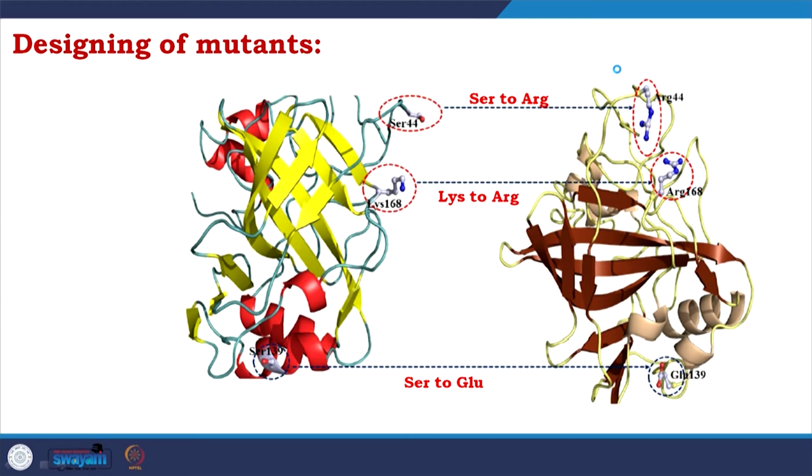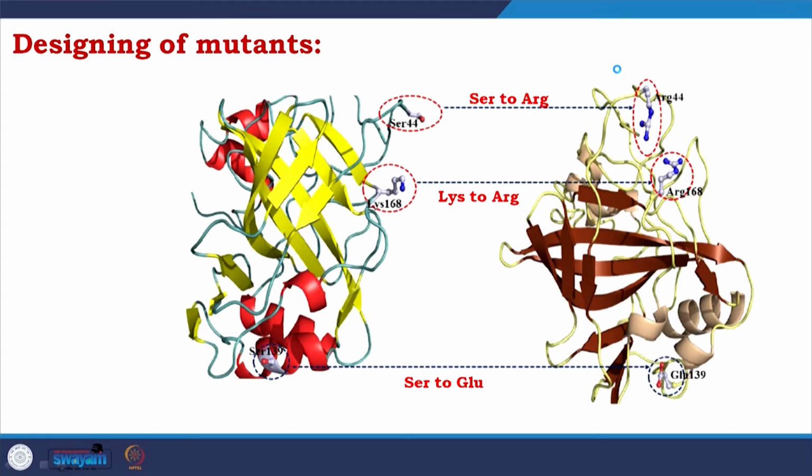Lysine 168, this is very important. If you see, lysine and arginine both are positively charged, but looking at the interaction, it seems that if we change lysine 168 to arginine, because of its double spearhead interaction, a much more stable interaction is possible. And also we change serine 139 to glutamate 139.